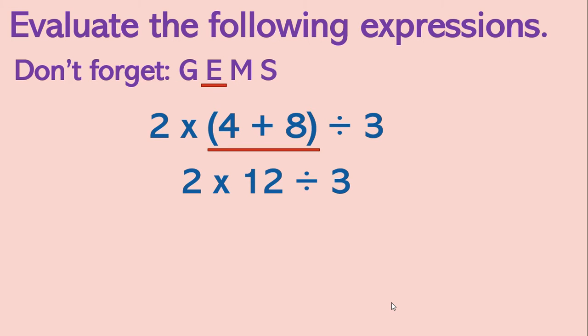Next, we're going to see if there's any exponents. There are no exponents in this expression, so we're going to be moving on to the M, which stands for multiplication and division. Notice here we have multiplication and division in this expression, so we're going to solve that from left to right. First, we're going to do 2 times 12. 2 times 12 equals 24. Now we can divide by 3. 24 divided by 3 is 8. So our answer is going to be 8.